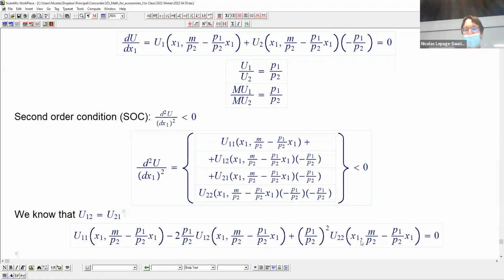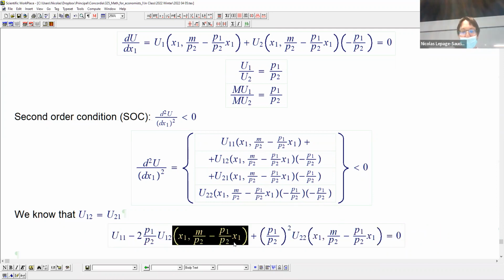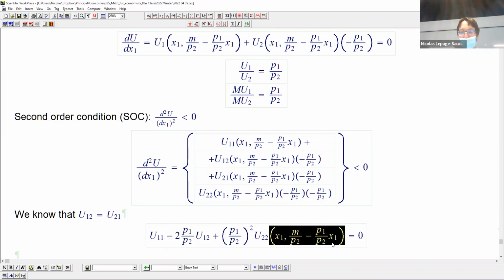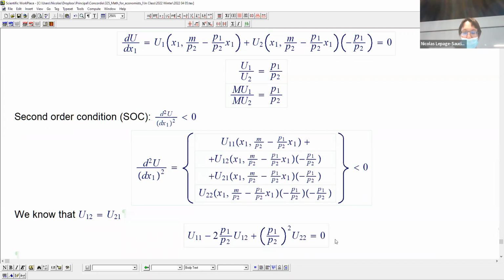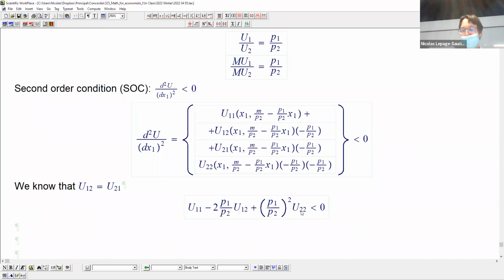But I'm pretty sure it's not going to fit on my line. So again, I'm going to drop these arguments. It's not that they're not there, but it takes too much space. So this is, oh no, not equal to 0, it's smaller than 0. So what do we know about this? Is that true? Well, U11, is that positive or negative, you think?